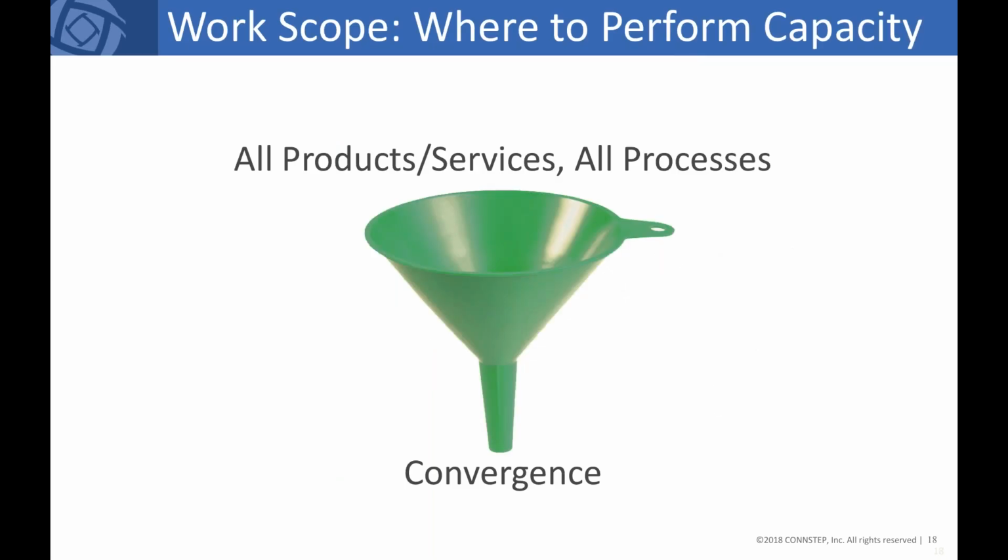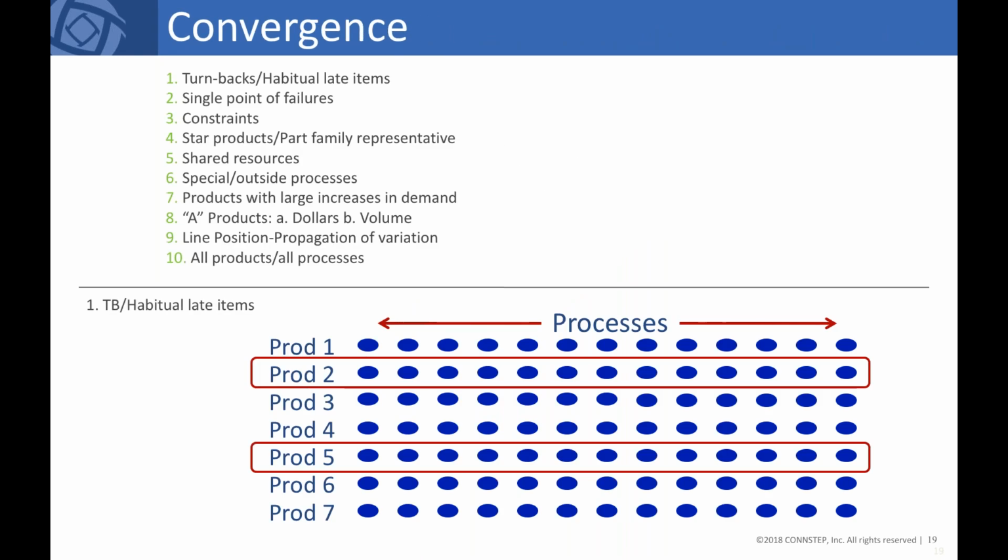So we have a series of slides following this slide here, and what they're meant to be is how can you do capacity without having to do your entire facility? So the first natural starting point might be items that are habitually late. So we have here hypothetically product number 2 and 5, which have been late. So if you want to start at a logical starting point, there'd be these 2 late items.